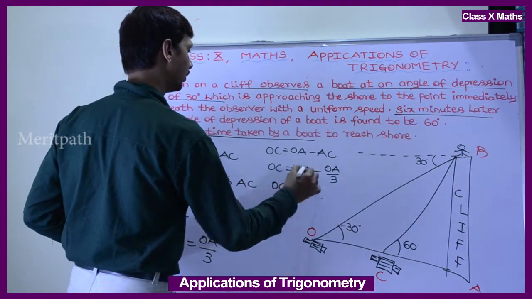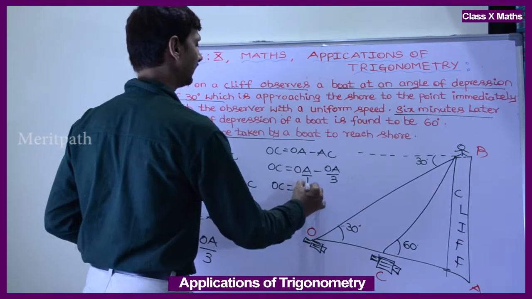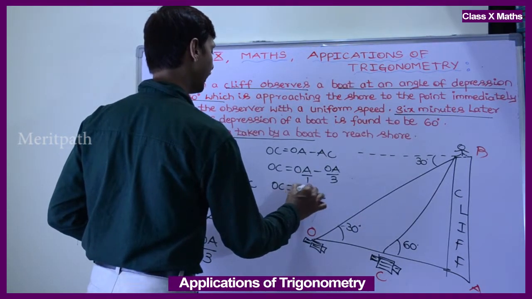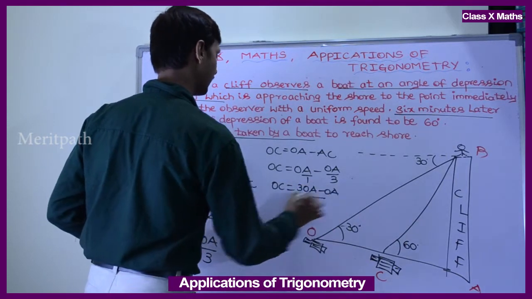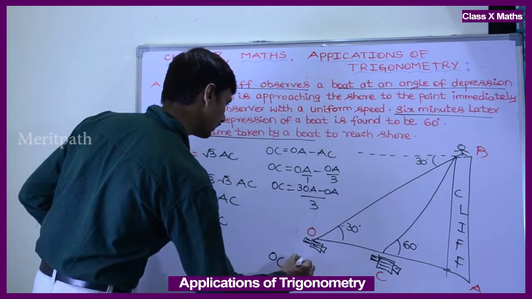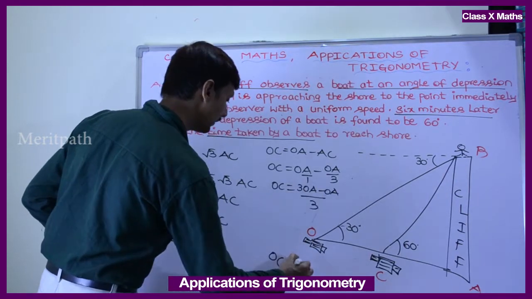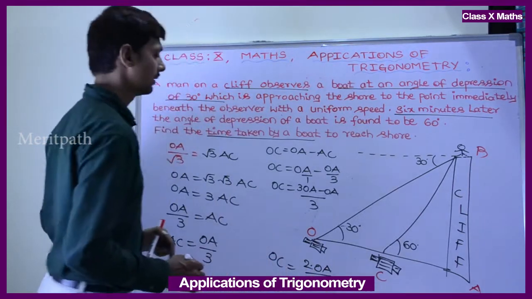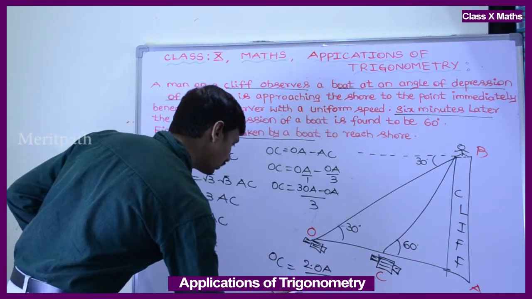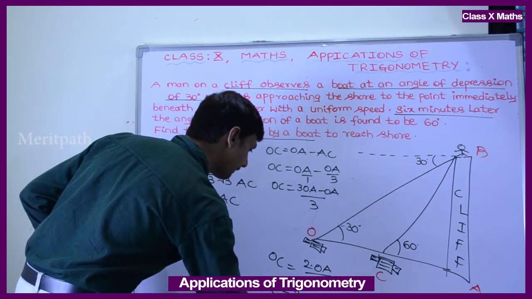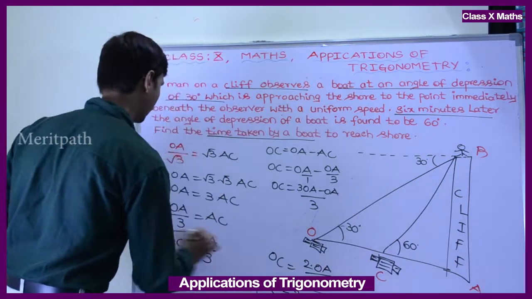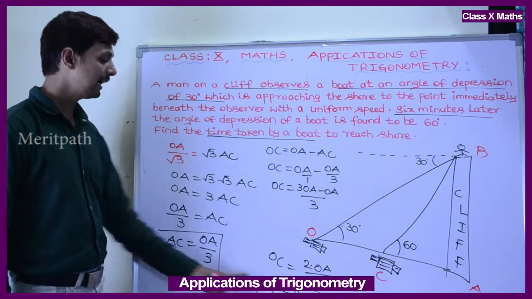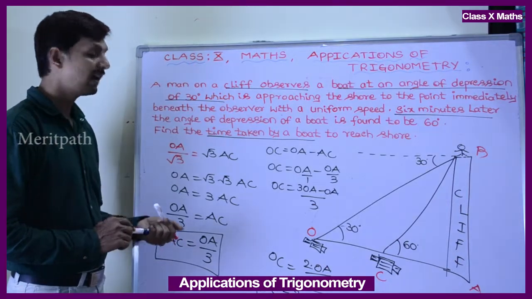So OC is equal to, when we take the LCM, 3 OA minus OA. OC is equal to 2 OA by 3. So OC is equal to 2 by 3 into OA. So we got the relation of these two: AC is equal to OA by 3 and OC is equal to 2 by 3 OA.